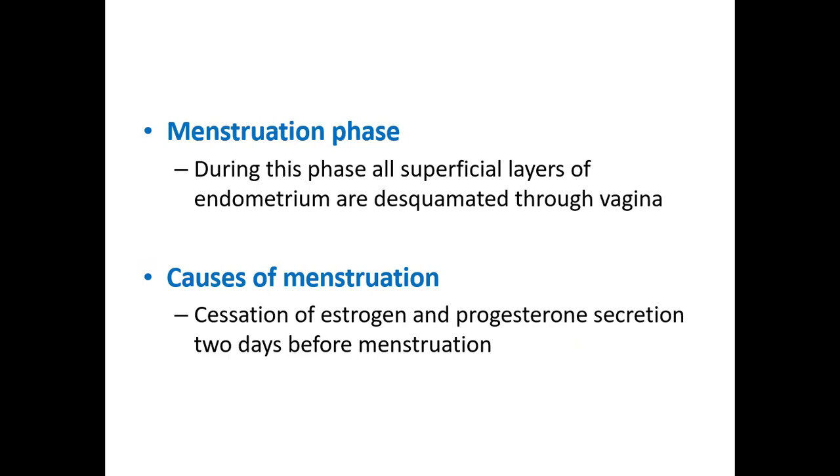There it secretes the progesterone, and this progesterone is required for the initial months of pregnancy, and that is the reason why progesterone is sometimes also known as the hormone of pregnancy.